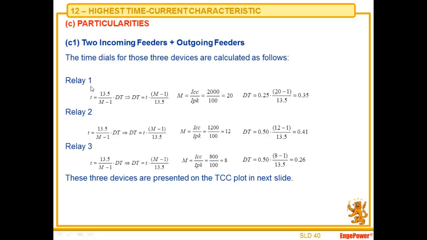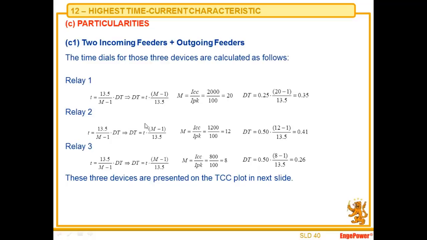For relay 1, the short circuit current passing through its CT is 2,000 amps. Its pickup is 100, so the multiple of the pickup setting is 20. So my time dial will be the time of relay 1 that was given, 250 milliseconds, multiplied by 20 minus 1, divided by 13.5. So the time dial will be 0.35.